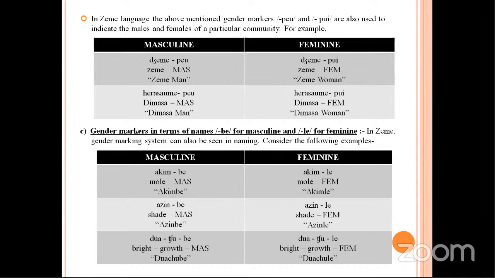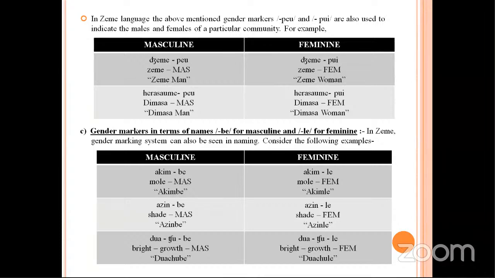Herasaume peu. Herasaume is Dimasa. Peu is a masculine marker, and Herasaume peu means Dimasa man. Herasaume pui. Herasaume is Dimasa. Pui is a feminine marker, and Herasaume pui is Dimasa woman.